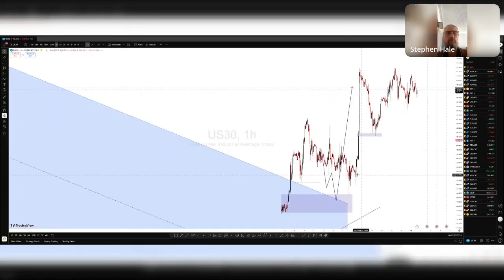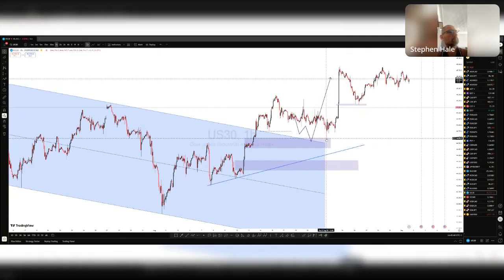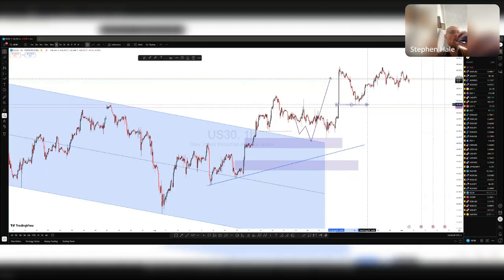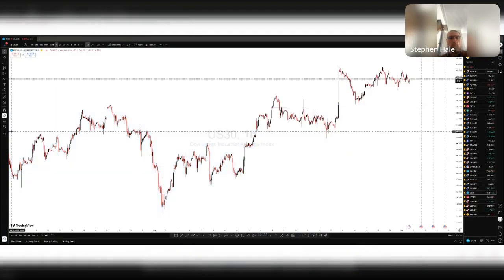Interesting. I think last week we talked about US 30, sweeping liquidity from here, coming into this demand zone and bouncing. It did that already, came again here, bounced. So let's see what this week has in store for us, US 30.